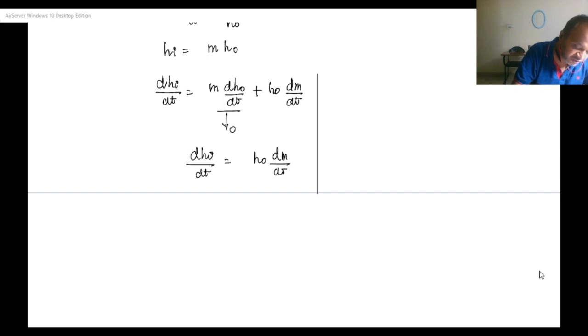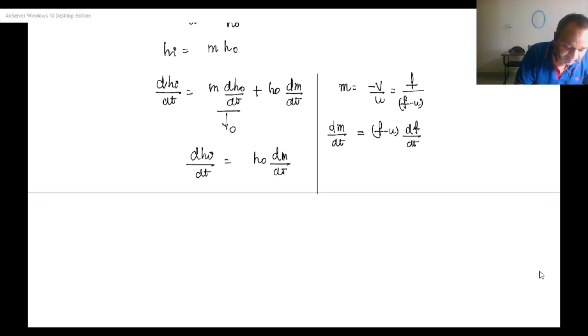Now for the calculation of dm by dt, we can write the magnification as minus v by u. And if you convert v in terms of f and u, this formula can also be written as f divided by f minus u. So we'll calculate dm by dt, and this we can write as (f minus u) into df by dt, minus f into d by dt of (f minus u), divided by (f minus u) whole square.